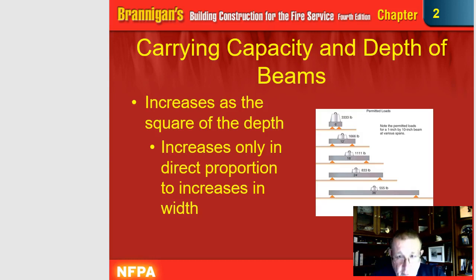Here's a good example in your book. This is probably the best thing in this chapter in regards to showing the depth of the beams and the capacity. It gives you a pretty good idea of what you can do in a load. You can see the short beam, the 6-foot beam, the 12-foot beam, the 18-foot beam, the 24-foot beam, and the 36-inch beam. As they get bigger in span, the less weight the beam can support.